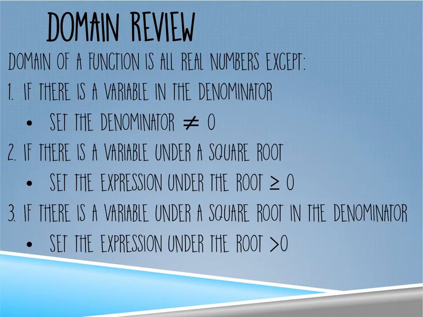So let's look at our domain review. The domain of the function is all real numbers except if there is a variable in the denominator. If there is, we set the denominator not equal to 0 because we cannot have 0 in the denominator. So if we had 1 over x plus 2, we would set the denominator not equal to 0. We would get x does not equal negative 2. So our domain would be all real numbers except negative 2.